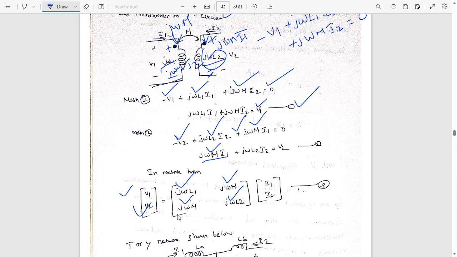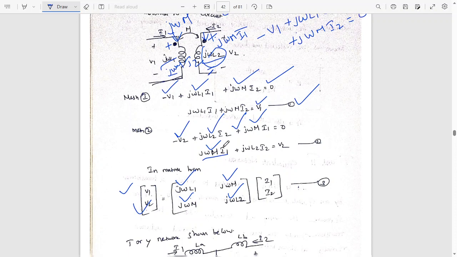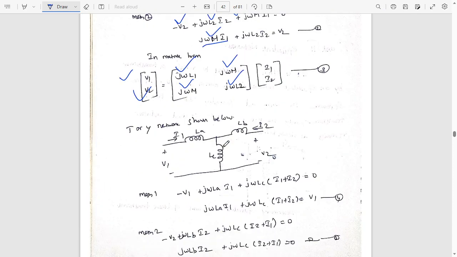Now consider a T or Y network. I am considering LA, LB and LC. In that we don't have any dots and all. It is just a coil. Okay, we have three coils, LA, LB and LC. It is an equivalent network which I can draw for the linear transformer. T equivalent network or Y equivalent network, whatever I can call.